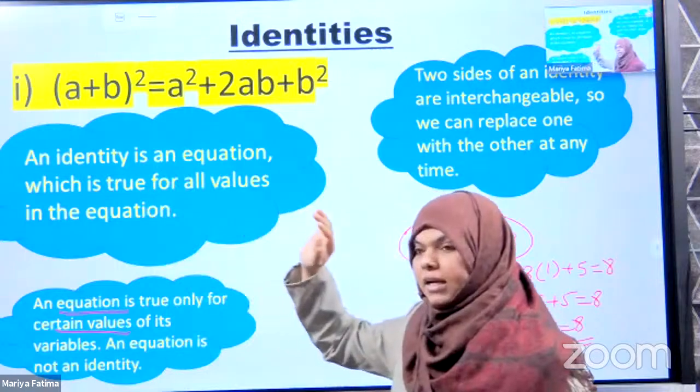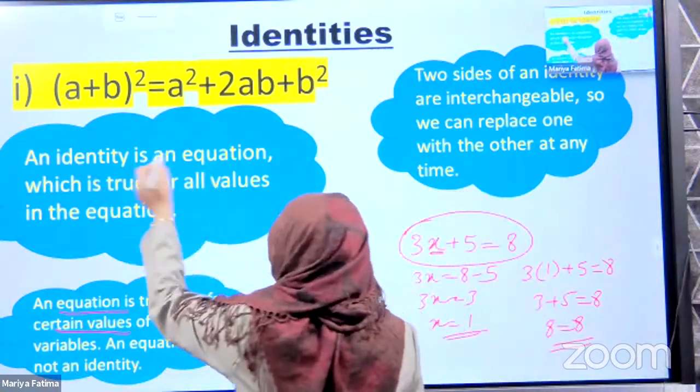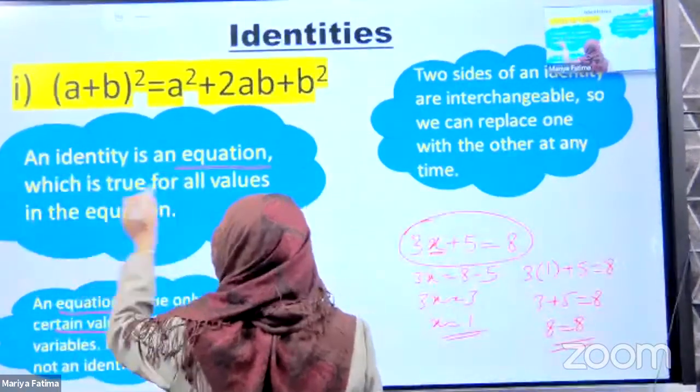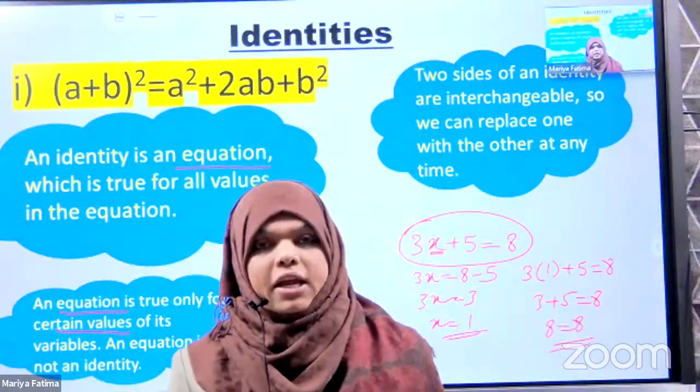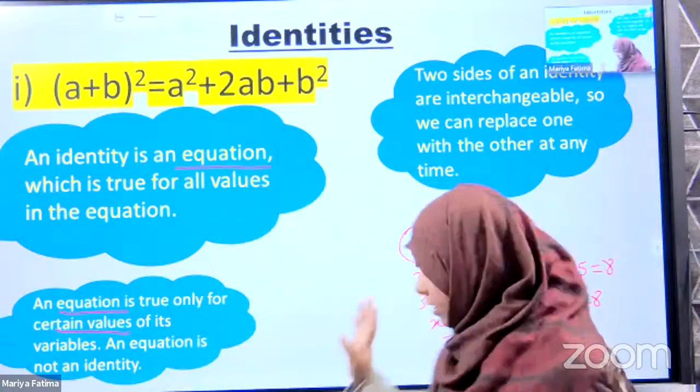Then what is an identity? An identity is an equation which is true for all values of the variables. You can take any value of a variable. See how it is.